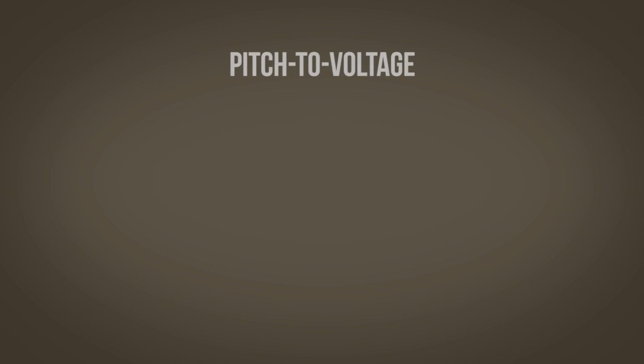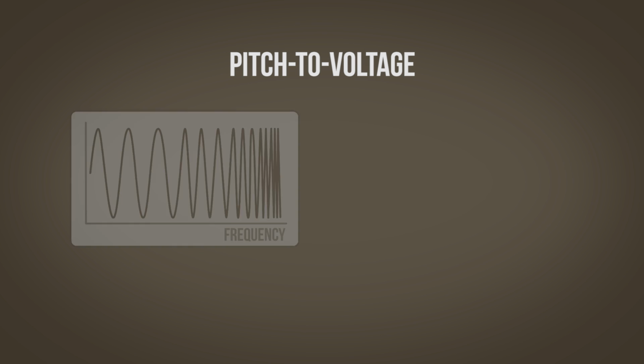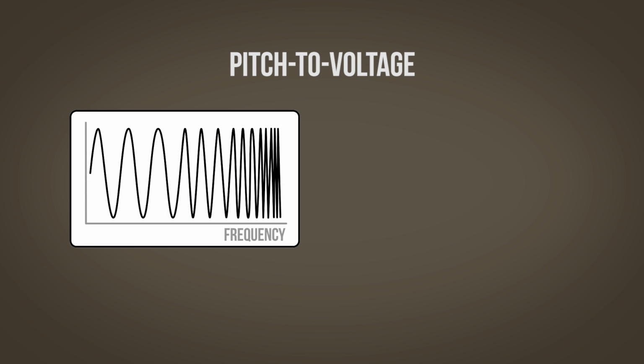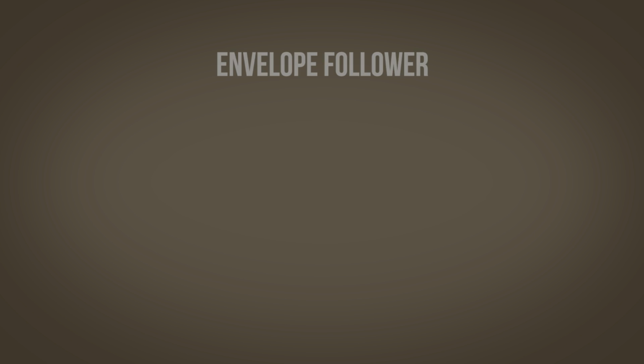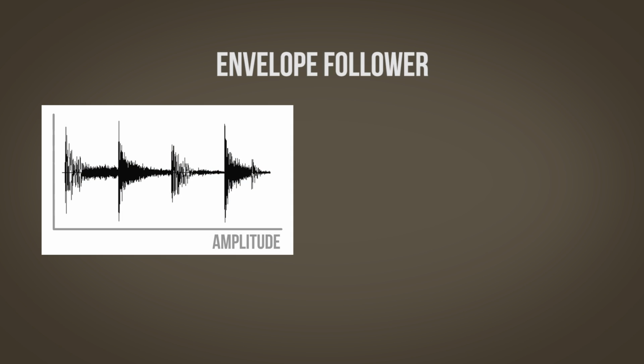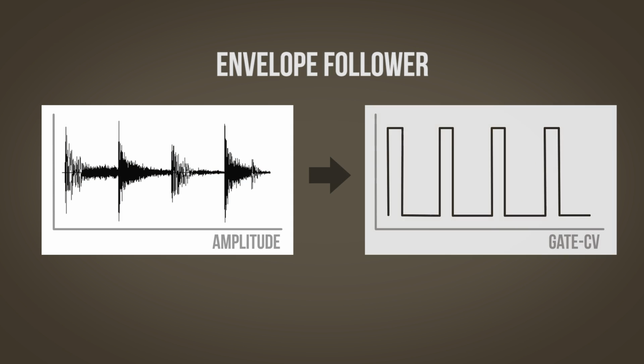The pitch to voltage module analyzes an ingoing audio signal and generates, according to the frequencies, a corresponding pitch CV. The envelope follower analyzes an ingoing audio signal and generates gate CVs depending on volume changes.